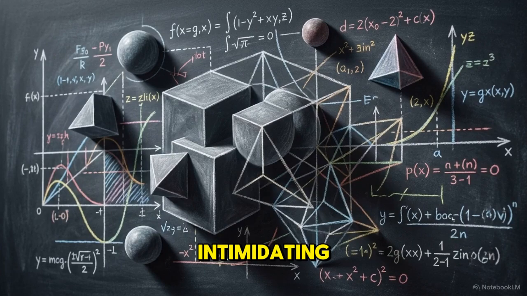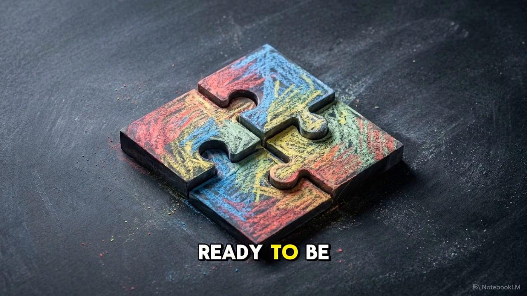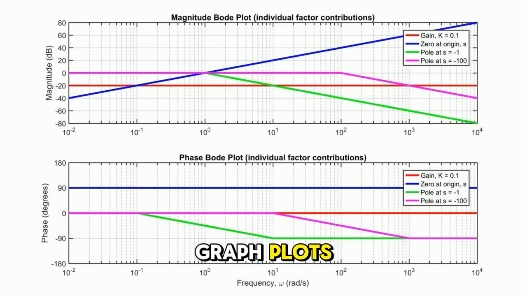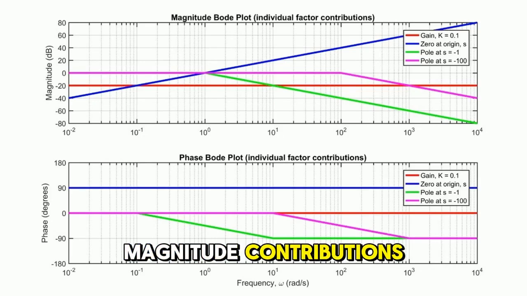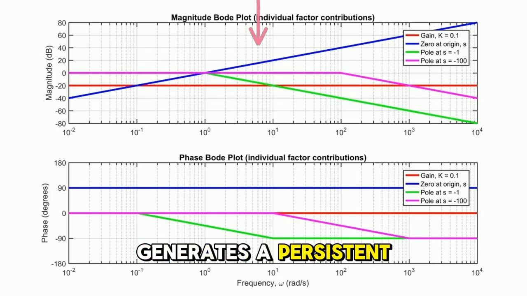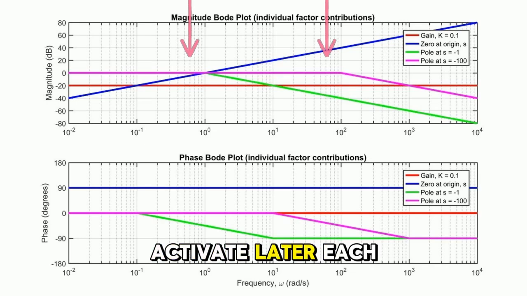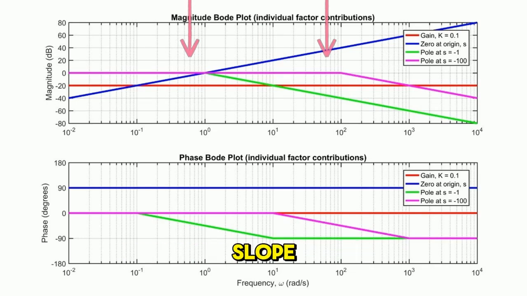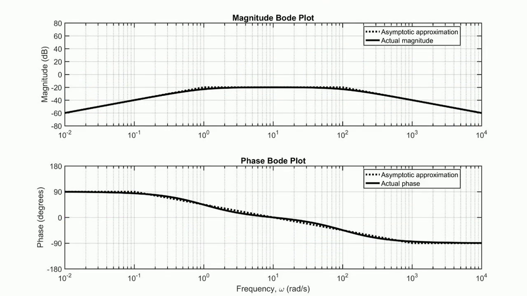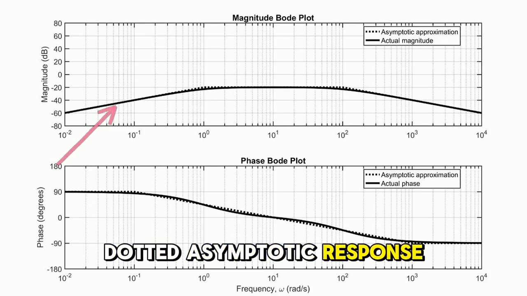No matter how intimidating the initial transfer function appears, standardizing it always reveals a simple inventory of individual parts, ready to be stacked. This top graph plots all 4 individual magnitude contributions. The solid blue line, the 0 at the origin, generates a persistent rising slope across the entire band. The green and pink pole lines activate later, each introducing a downward slope at their respective break frequencies. Here is the final superposition. Adding these distinct slopes vertically traces the overall dotted asymptotic response.